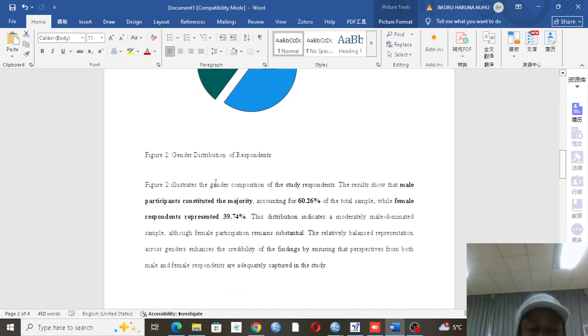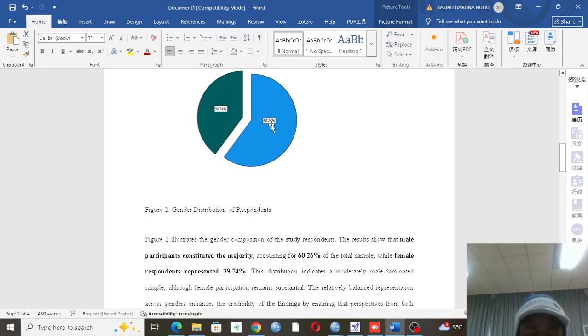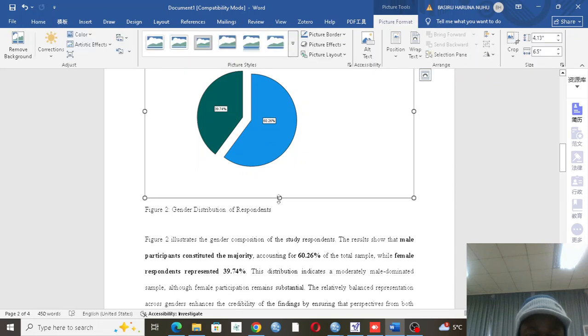Now, Figure 2 illustrates the gender composition of the study respondents. The results show that male respondents constituted the majority, accounting for 60.26% of the total sample, while the female respondents represented 39.74%. So let's go back. 60.26 and then 39.74, as we can see.